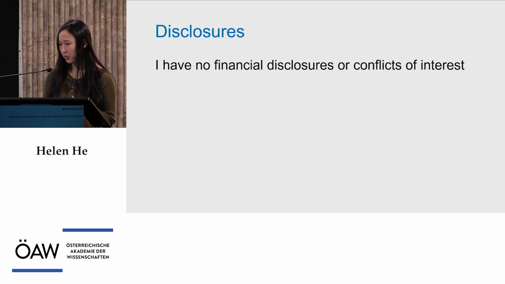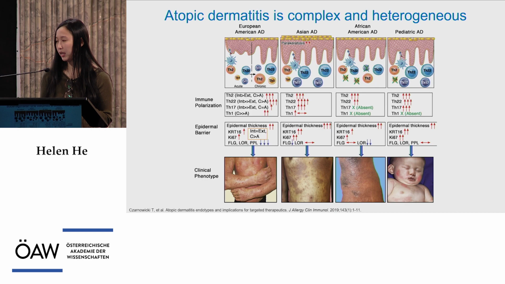Although we still have much to learn, we have come a long way in understanding the pathogenesis of AD, which of course involves immune dysregulation of Th2 and other axes, as well as defects in the epidermal barrier, leading to clinical features: pruritus, lichenification, increased infection risk, and more. I use this slide to illustrate both the complexity and the heterogeneity of the AD disease process, where clinical and molecular features vary based on age, ethnicity, IgE levels, and more.